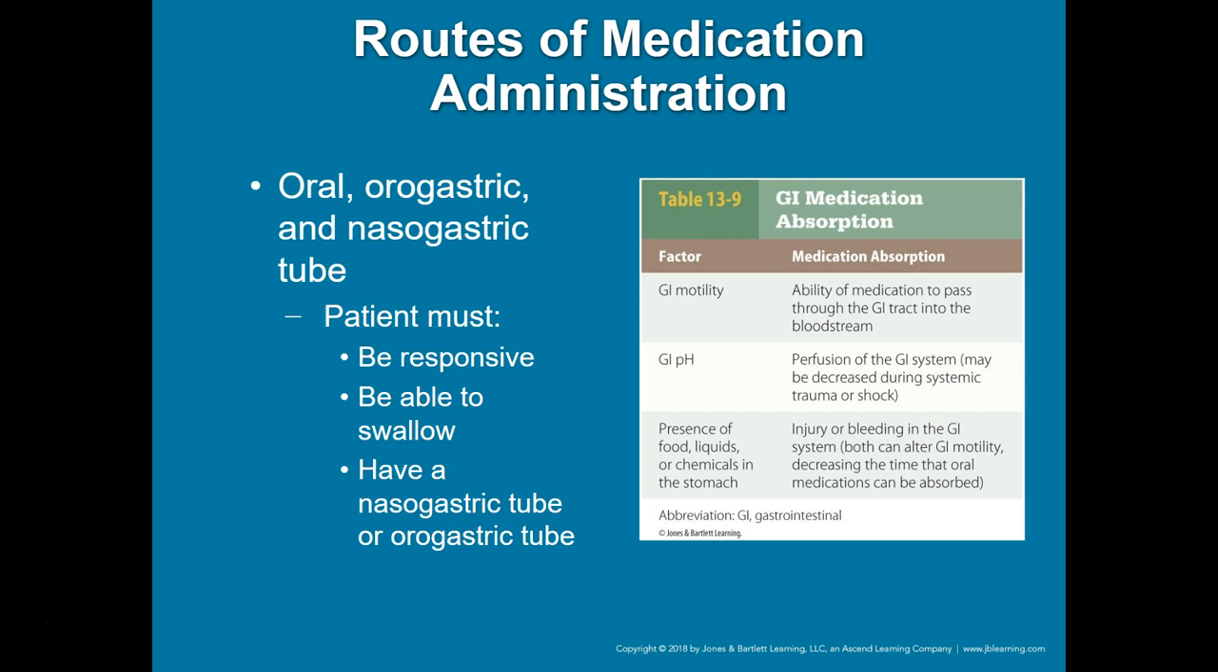Oral: given anything orally, patients must be responsive, able to swallow, and may need an NG or an OG tube, depending on what's going on with them. Things that can affect that are GI motility, how well the GI tract is working and perfused, and GI pH, how acidic it is. The presence of food or liquids or chemicals in the stomach can also affect how those medications are absorbed.